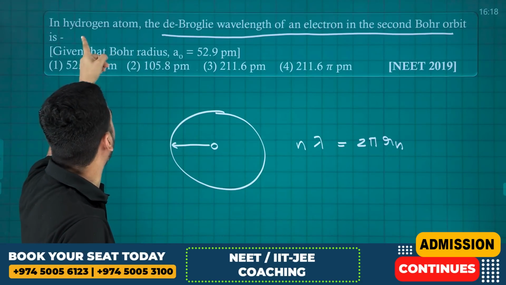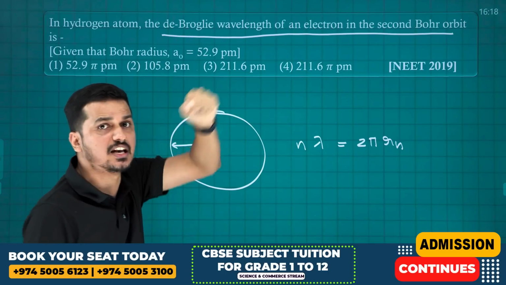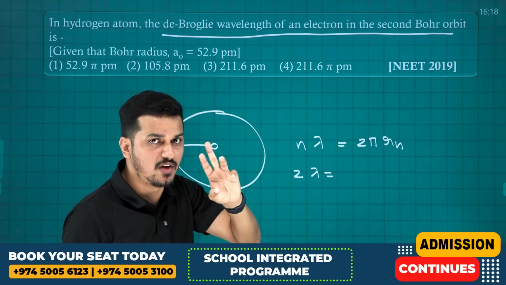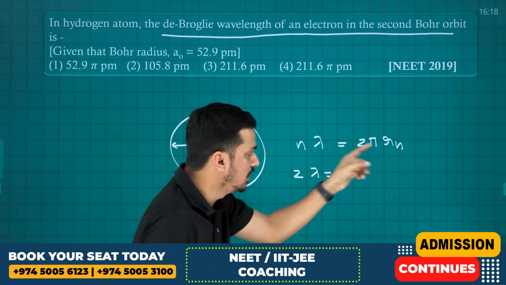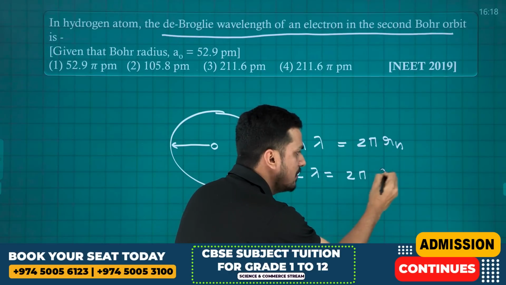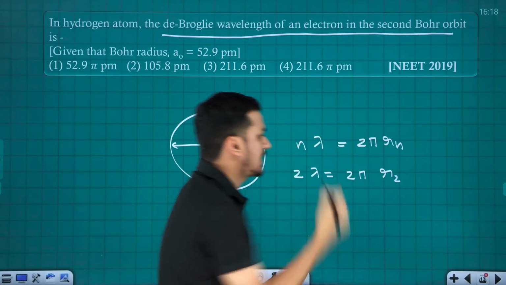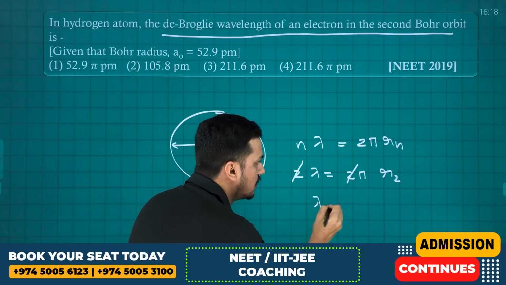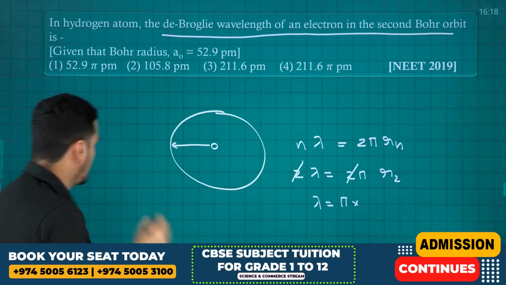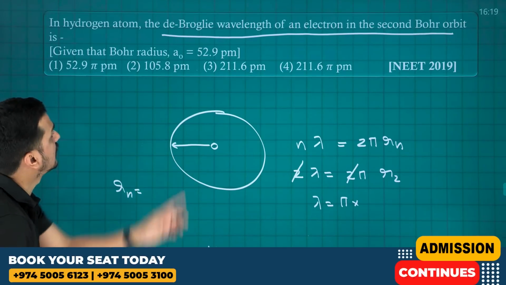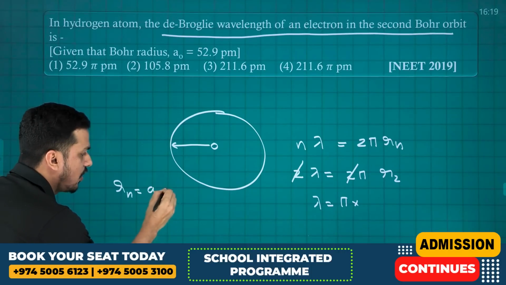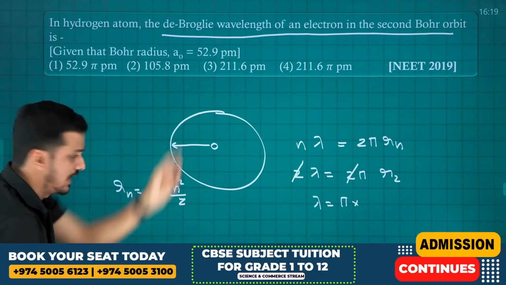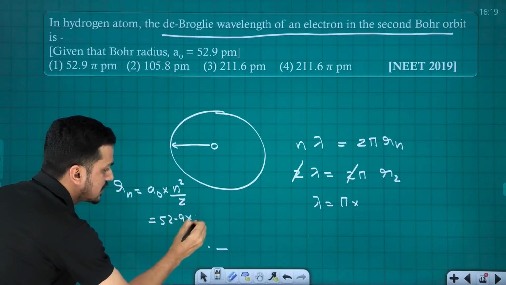So here they are asking about the hydrogen atom, the de Broglie wavelength of the electron in the second Bohr orbit, meaning n equals 2. So 2 waves will be there: 2 lambda equals 2 pi R2, the radius of the second orbit. The 2s get cancelled, so lambda equals pi times the radius of the orbit. The radius of the nth orbit is given by the formula a0 into n squared by Z, where a0 is 52.9.